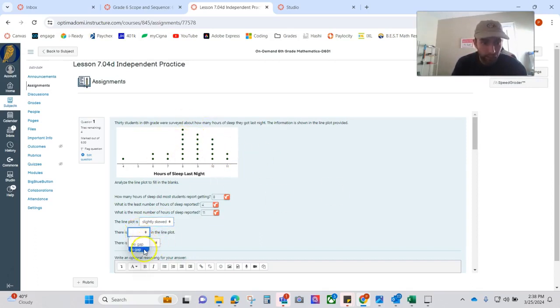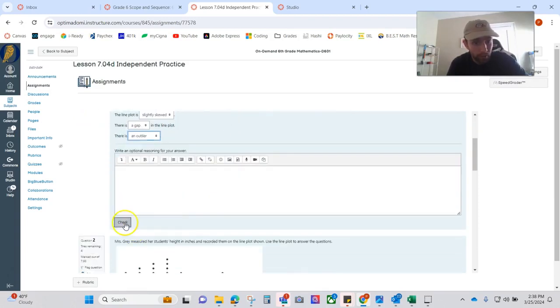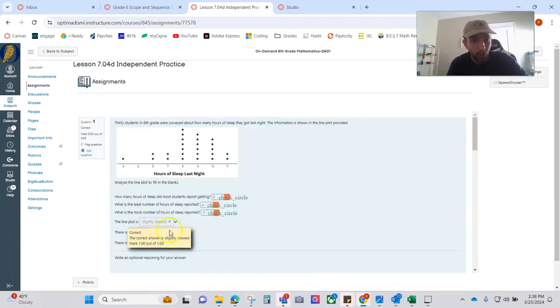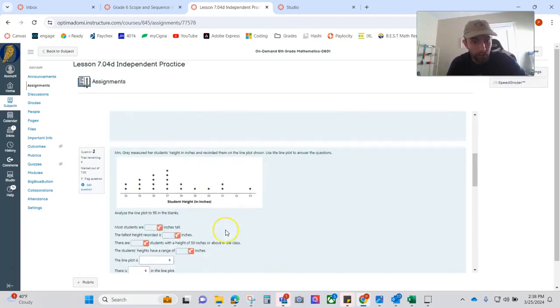There is a gap or no gap. A gap is like, watch out for the gap, like a hole in the ground where there's nothing. Looks like we do have a gap right here. So there is a gap. And is there an outlier? I think so. Maybe 4 would count as an outlier because it's kind of far away. Let's check. Yeah, looks like it was an outlier.